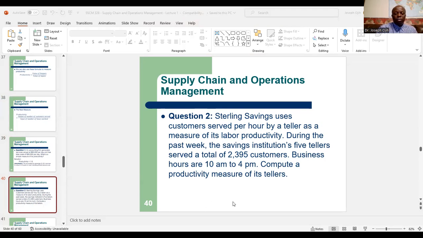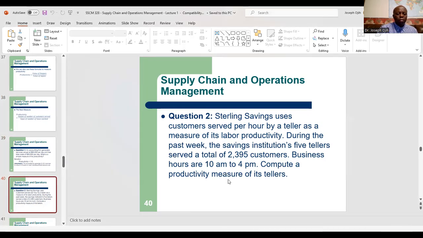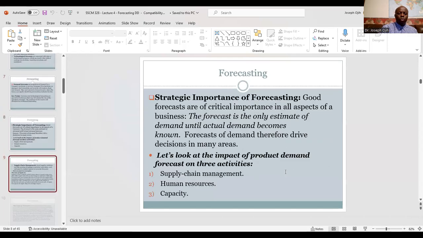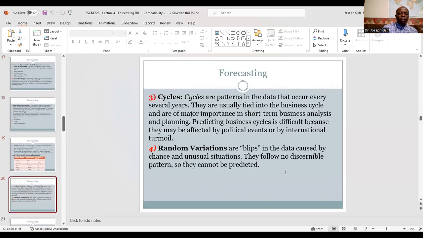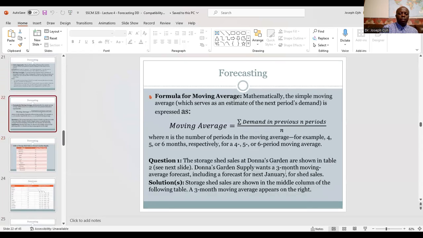Now the next one will be forecasting. It will be this type. You have 2 questions from here of this type. There are 2 questions of this type for forecasting.